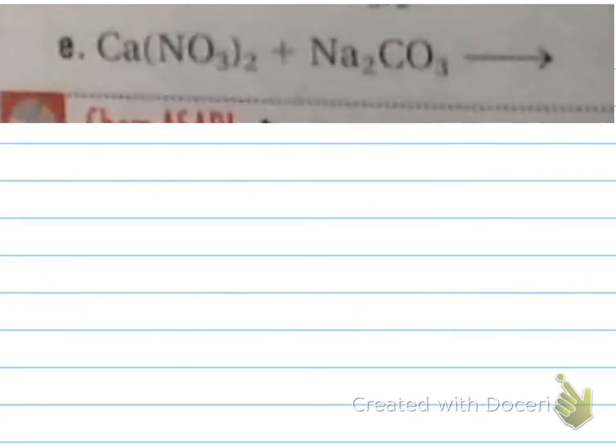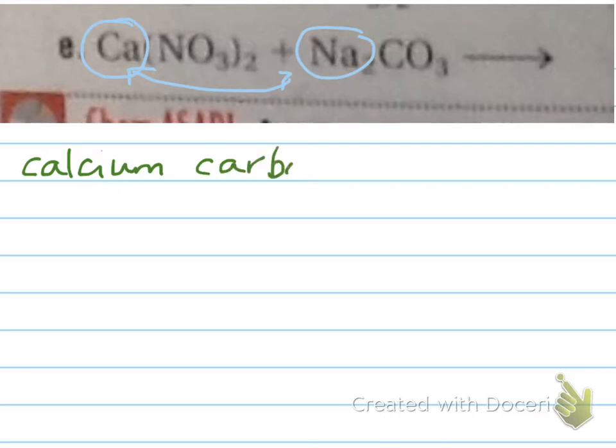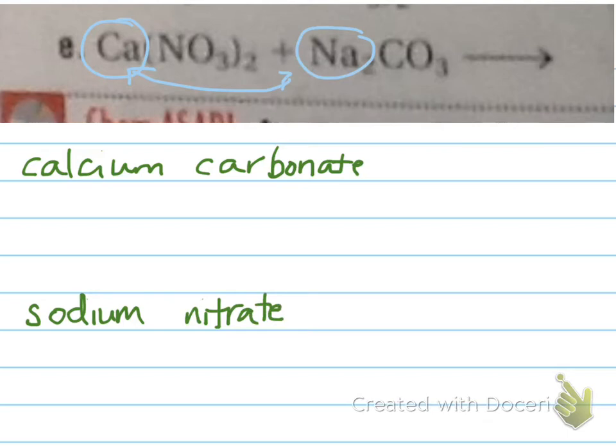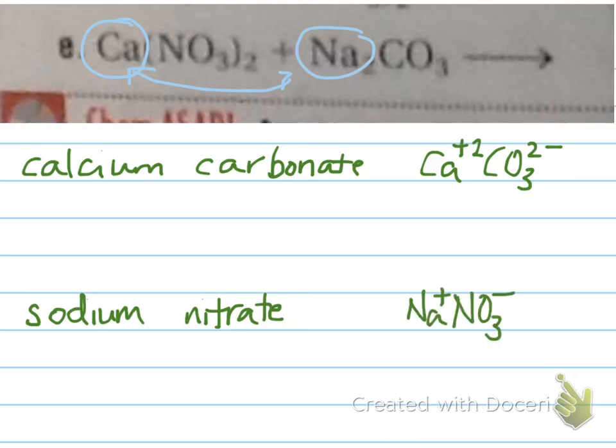And the last one, letter E. Again, it's a double replacement reaction. Calcium and sodium are the ones that are alike and that are going to swap partners. So one of my products is calcium with carbonate. And my other product is sodium with nitrate. Again, I also could write their formulas if I'd want, that's fine.